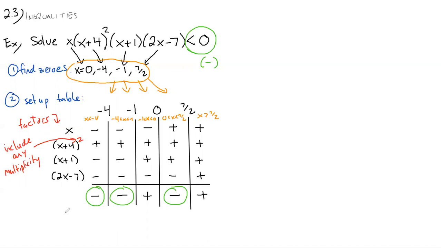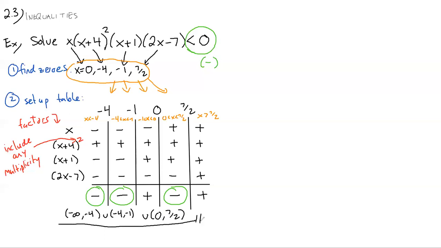So what I'm going to get here is the first one, which is negative infinity to negative 4. And then the next one is going to be negative 4 to negative 1. And there's no overlap, though. Those two regions aren't connected because we actually have to skip that negative 4. And then finally, the last one will be 0 to 7/2. And that is our solution set.